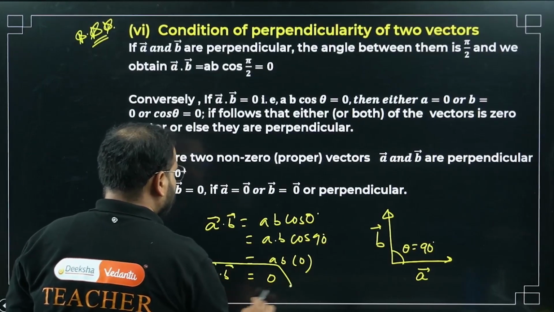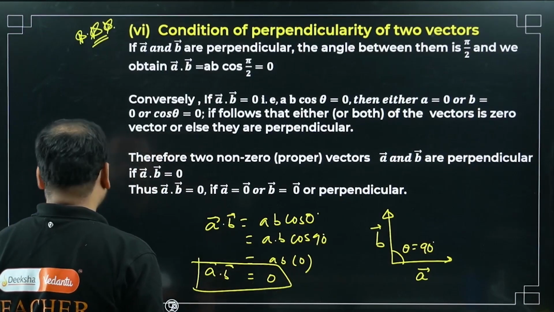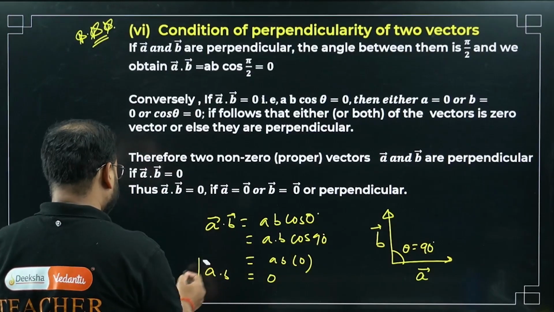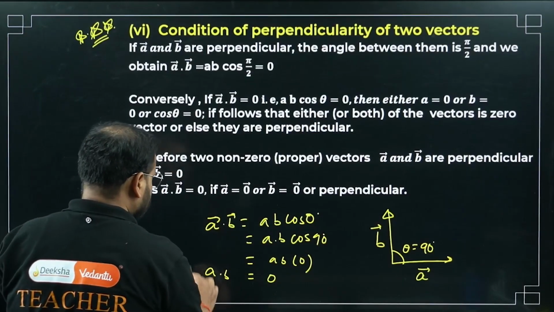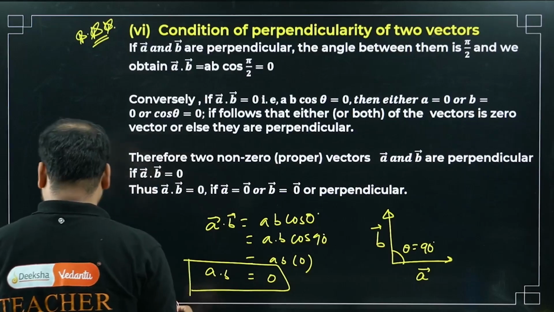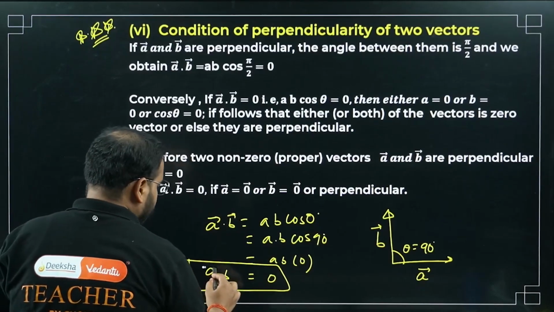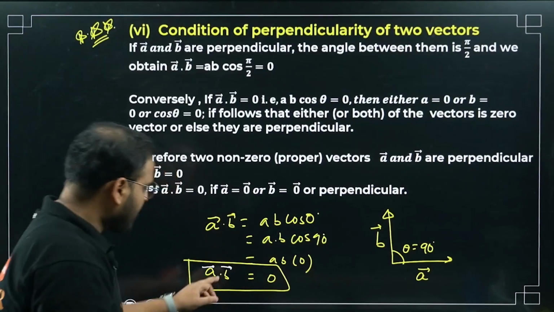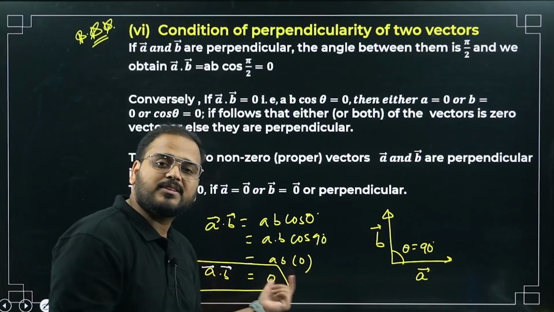This is the condition. For perpendicular vectors, the dot product is always 0. Please check. This is the condition: the dot product of the two vectors is always 0.